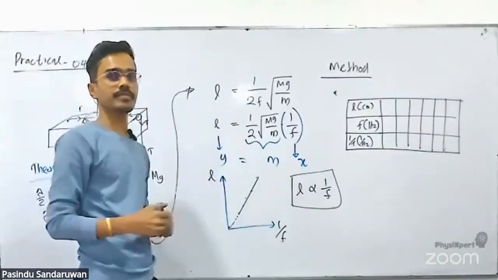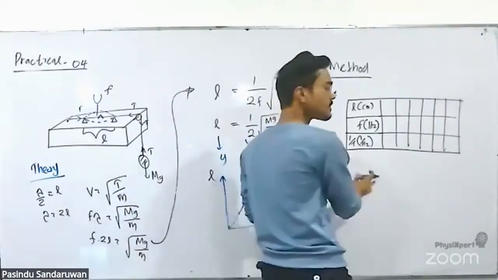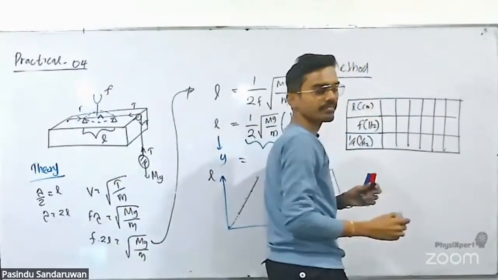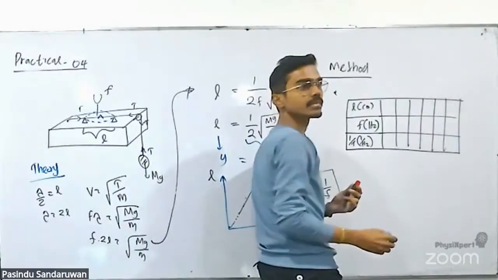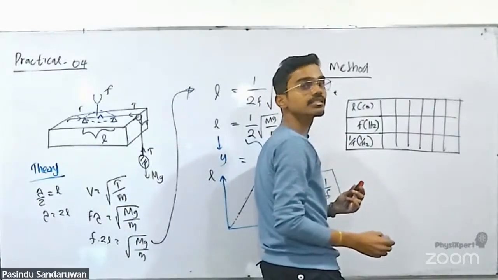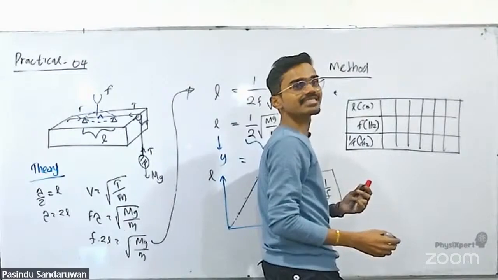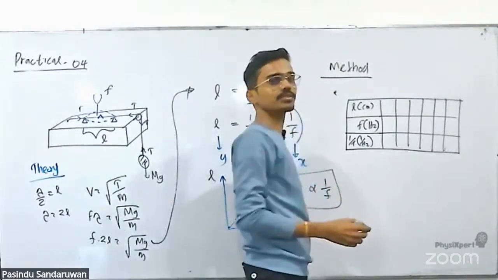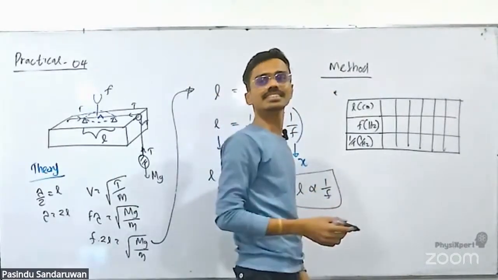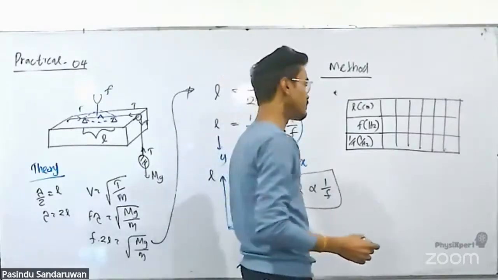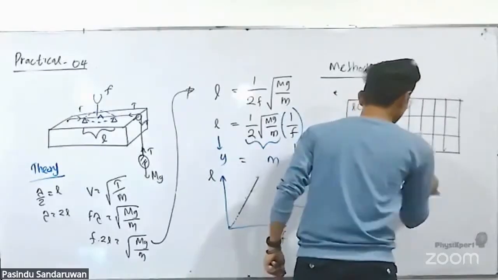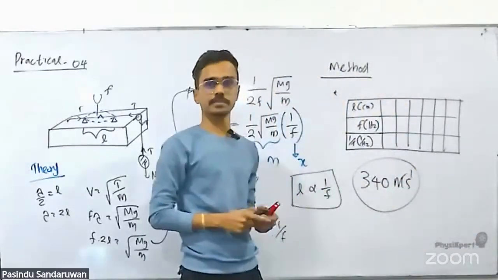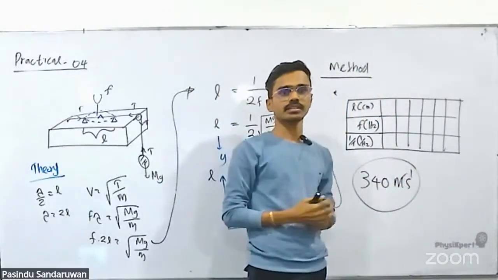What's the value of velocity of sound through air? What's the rough, general value of velocity of sound through air? 300? 340, right? Rough value 340 meters per second, right?